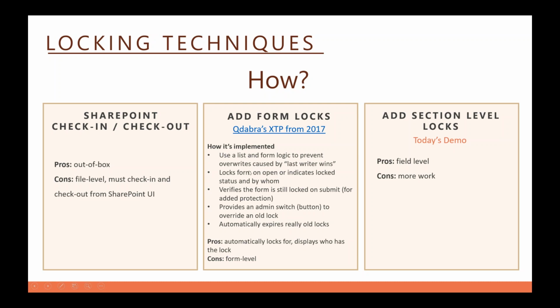The other technique is something on this middle box here, adding the form locks. This is document level, so you can actually add a list, kind of like we're doing with the change tracking, but you can add a list that keeps track of who's got the form open. So it's essentially a separate site asset that tracks who has the form open, and whenever someone else opens it, they get a little message saying, hey, so-and-so has the form open, you don't have access to edit it. So this is a nice technique that we've talked about in the past. We actually created an XTP for it a couple years ago. And it's nice, but it's form level.